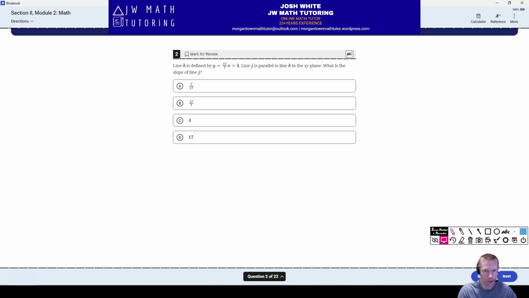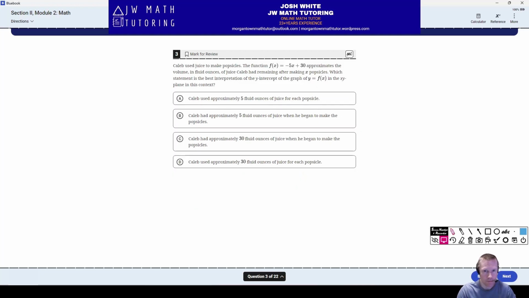Next up, question number 2. Here you have a given line, line K, and then you have another line J, which is parallel to it. What's the slope of line J? Well, parallel lines have the same slope. So the slope of line K is just 17 over 7. Therefore, line J will have the same slope, which would just be 17 over 7 as well. The correct answer for this one is B. No more work to do.